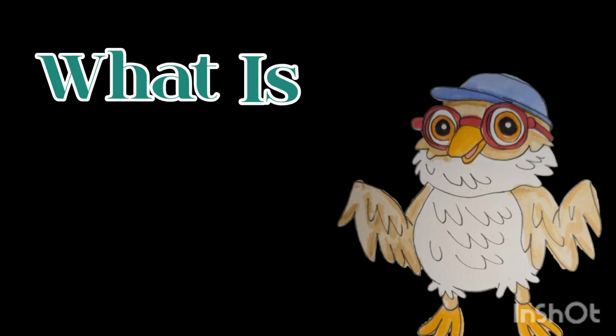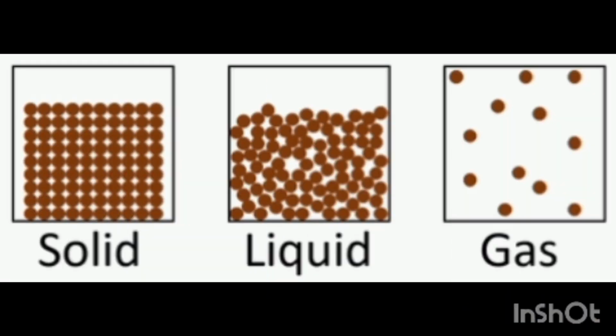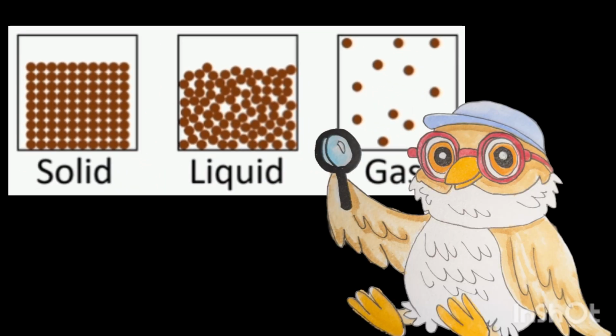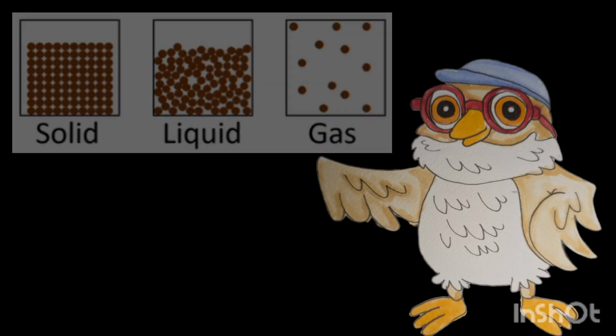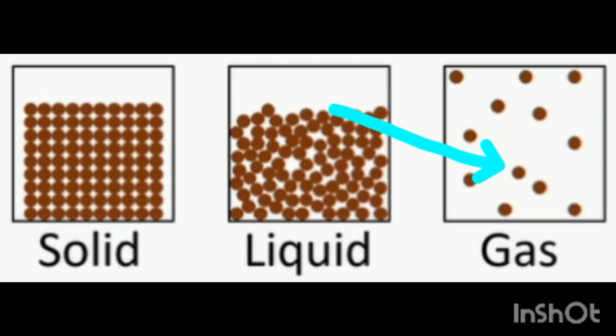But wait, what is heat, Sam-ariffic science fans? Well, scientists think that heat comes from a theory called particle theory. What the particle theory is that all particles have kinetic energy. The more kinetic energy they have, the hotter they are. For example, gas molecules move faster than water molecules because the gas is hotter.